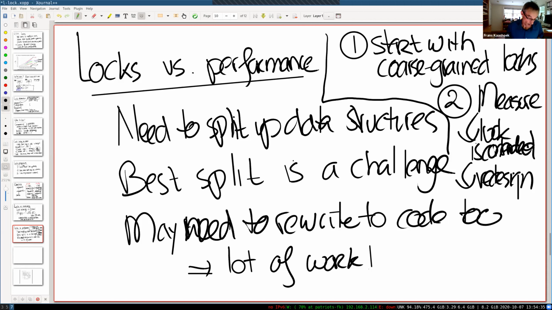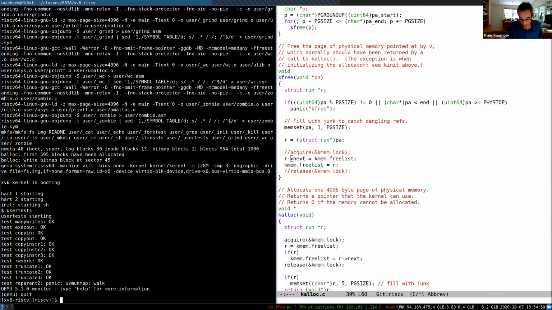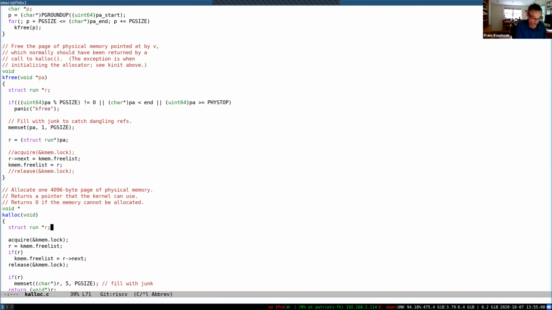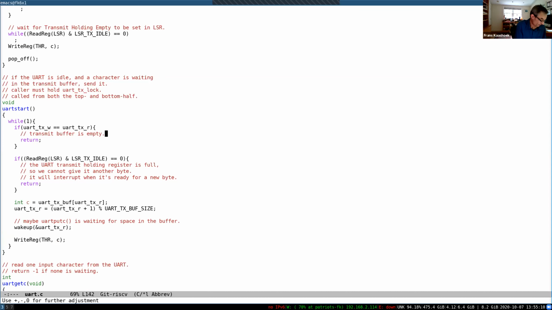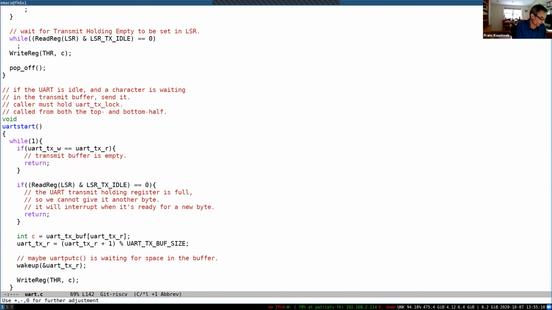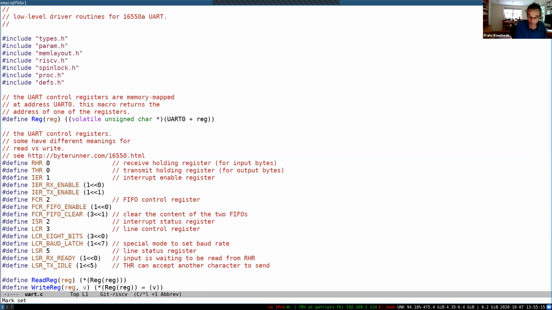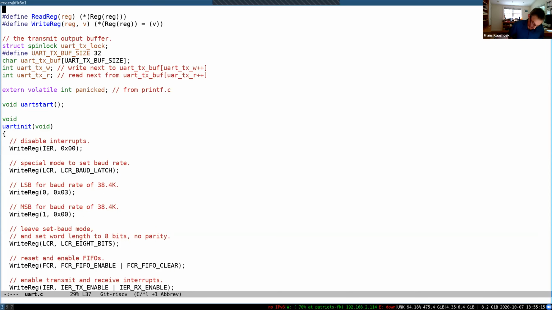Okay, let's look at some x86 code to understand a little bit how this locking works out in practice. I'm going to go back to our screen, and I want to look at UART, because we started talking about locking there on Monday. I want to look at it in a little more detail now that we know more about locks, and also illustrate a couple of interesting points.